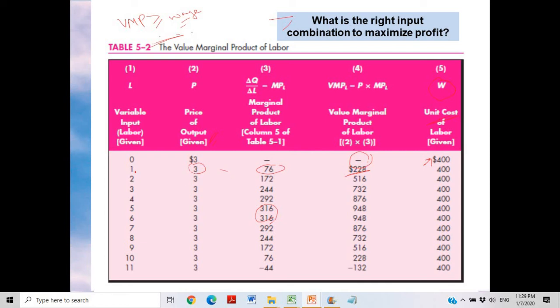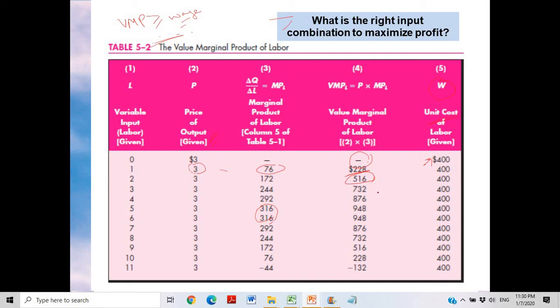If we hire 1 labor, with the fixed input just now, you have to pay 400. Then the marginal product is 76, the value is 228. If we add another labor, we have to add another 400 for the extra labor, and then our marginal product increases to 172, and the value is equivalent to 516. You can read the rest.